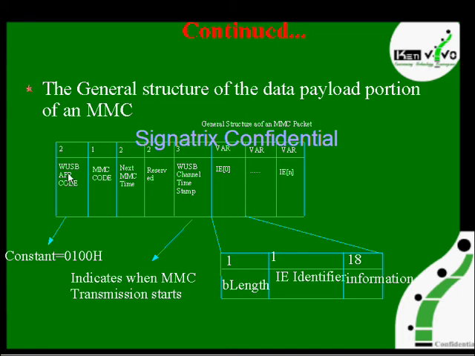Next here for the MMC, what is the wireless USB application code? 0100. Then channel time indicates when the MMC transmission starts from the host, at what time this MMC starts. What is the wireless USB application code?